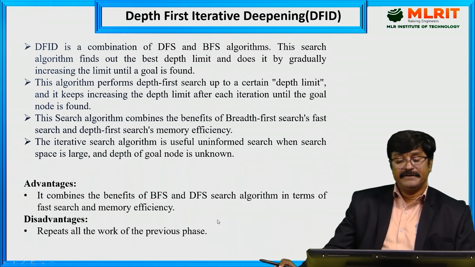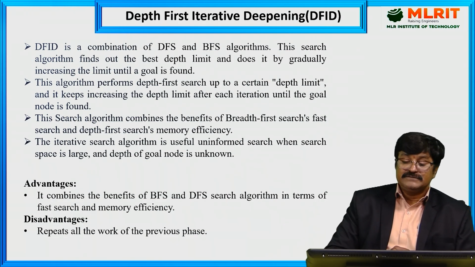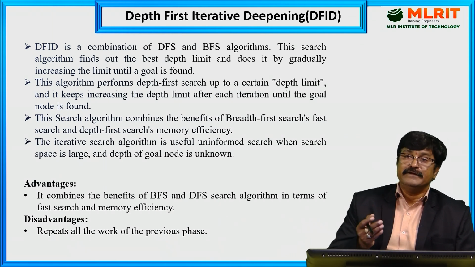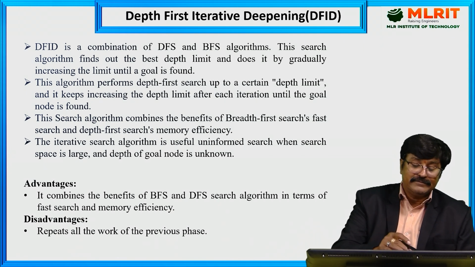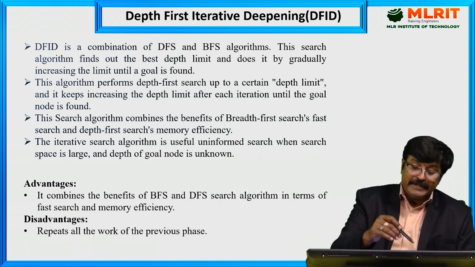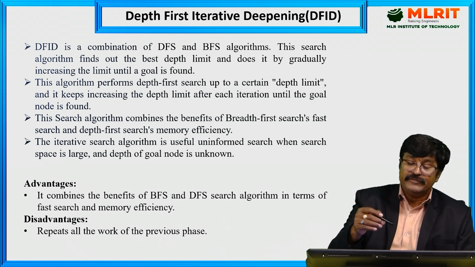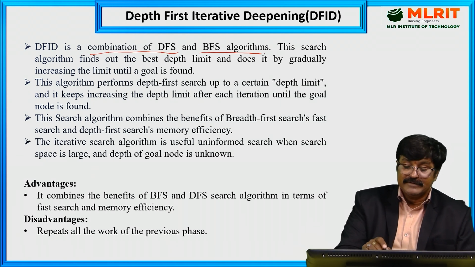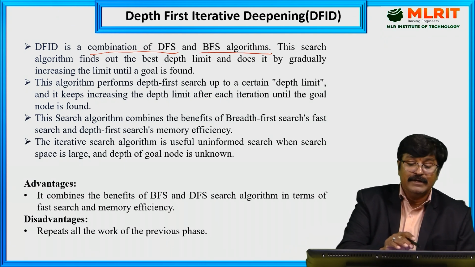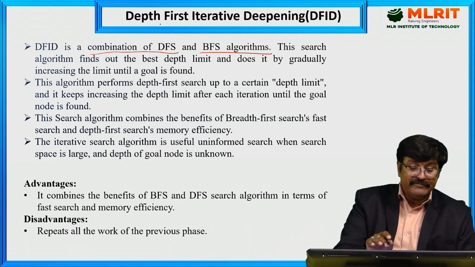Another variant is the depth first iterative deepening, also called the iterative deepening depth first search algorithm. This is another extension of the depth first search algorithm. Iteratively it is moving, and every time the depth limit is increasing. So DFID is a combination of DFS and BFS algorithms, depth first search and breadth first search.